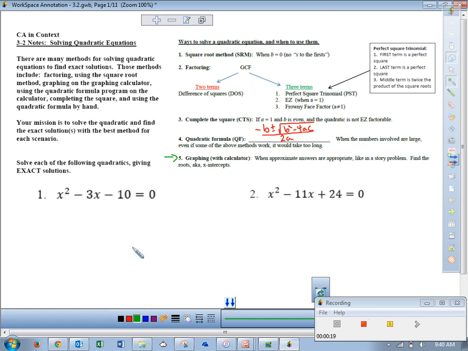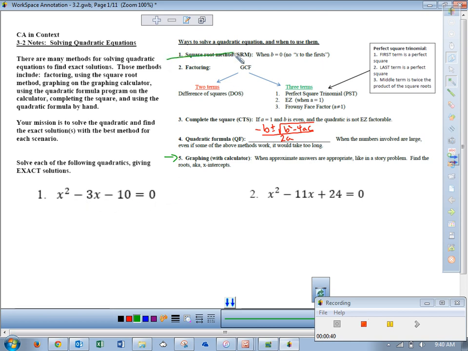If it doesn't tell you on any of these problems how to solve the quadratic, quite honestly, it's your choice. Sometimes they could factor, sometimes you can complete the square. Quadratic formula always works, it's up to you. But let's check this guy out. X squared minus 3x minus 10 equals 0.